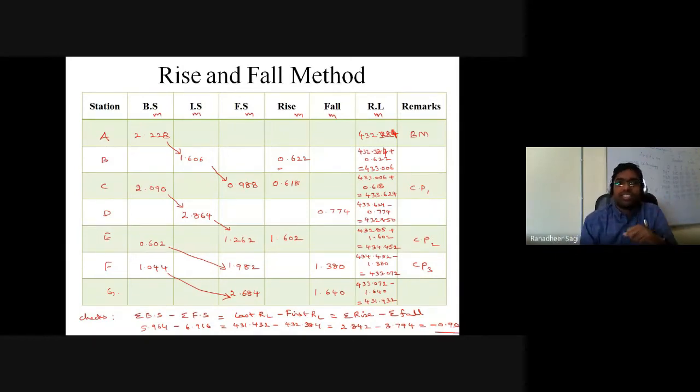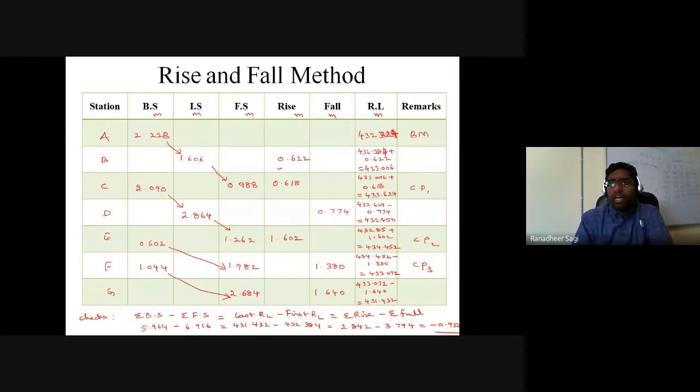So that's the advantage of the rise and fall method when compared to the height of instrument method. Height of instrument method is otherwise also called the collimation method. I repeat, height of instrument method is also called your collimation method. Please don't get confused in case you come across the word collimation method.